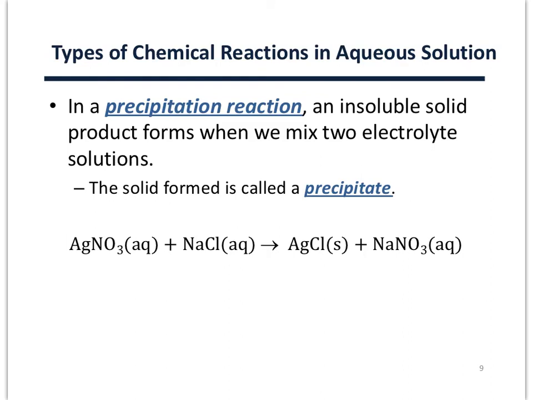Solids can precipitate from solution. In other words, sometimes, but not always, when we mix two aqueous solutions, a precipitate or a solid forms. Reactions in which this occurs are called precipitation reactions. An example of a precipitation reaction is the reaction of an aqueous solution of silver nitrate with an aqueous solution of sodium chloride.